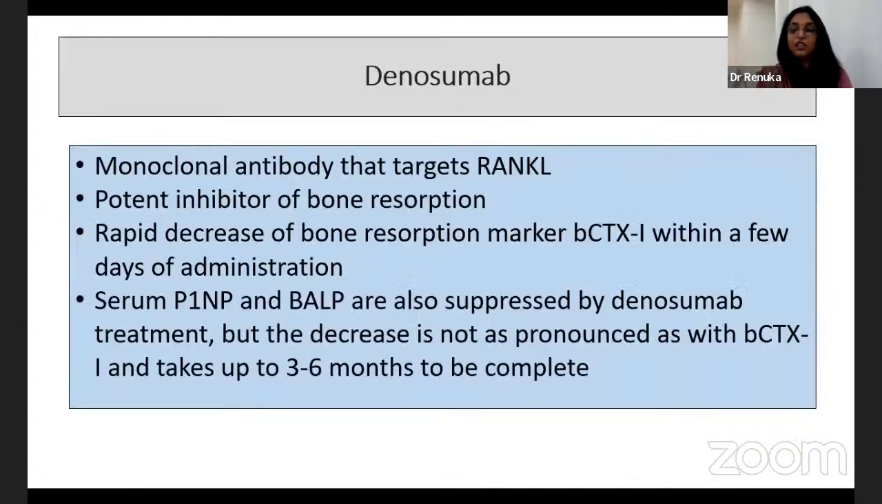The other resorption markers are, of course, denosumab, which is a monoclonal antibody that targets the RANK ligand, and it is a potent inhibitor of bone resorption. This marker causes a rapid decrease of bone resorption within a few days of administration. And the serum bone formation markers like serum P1NP and the bone alkaline phosphatase are also suppressed by denosumab. But this takes a little longer, the same as we saw with bisphosphonate, and takes up to 3 to 6 months to be complete.